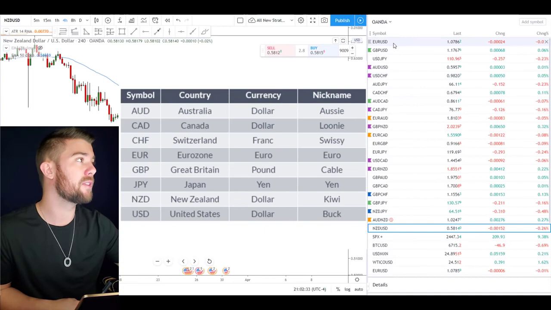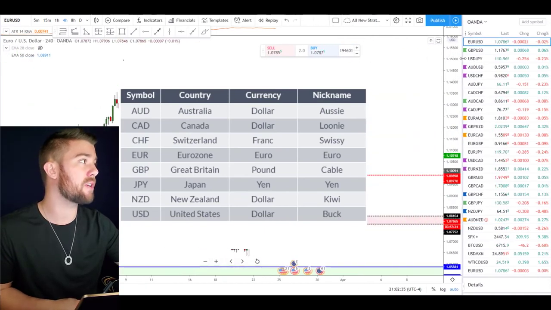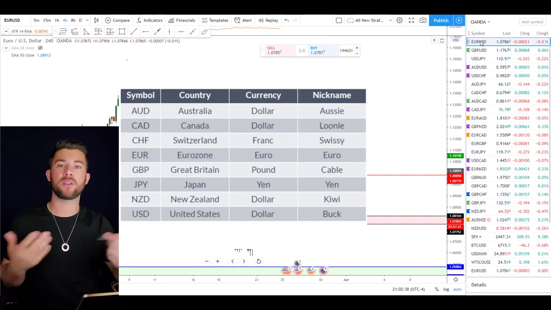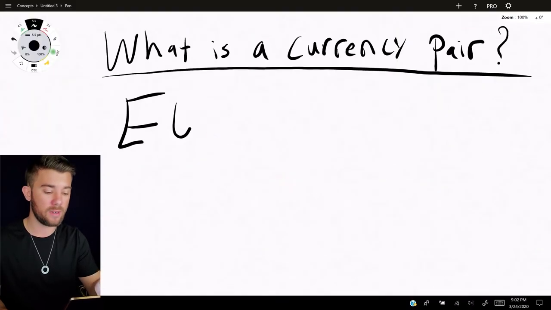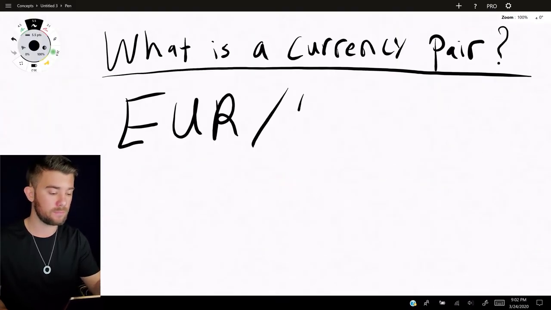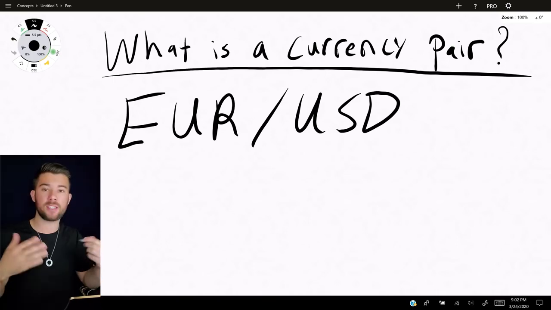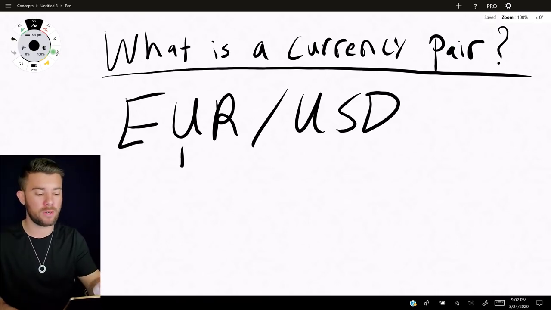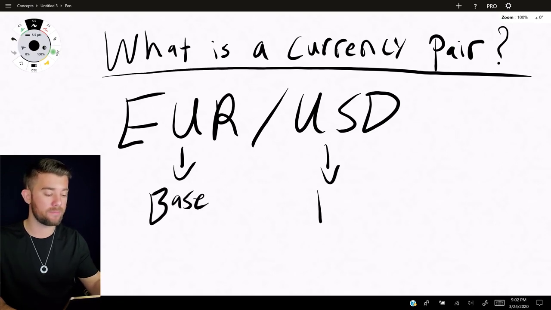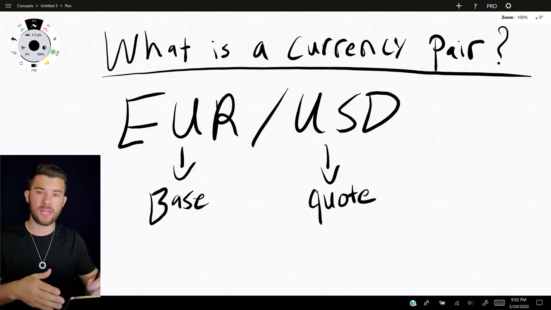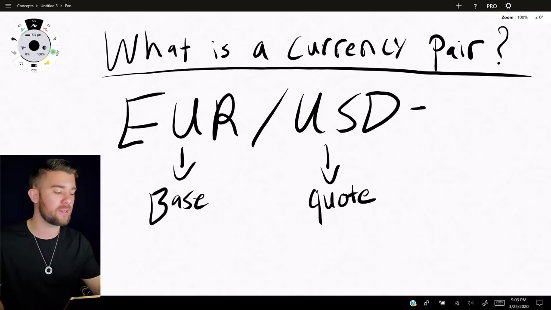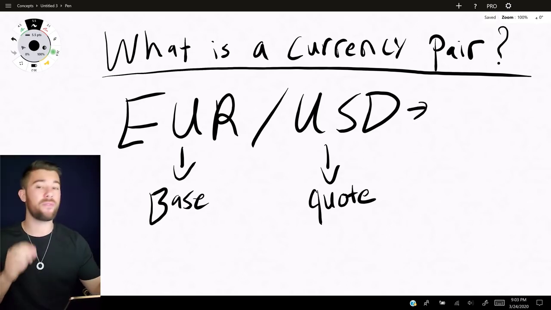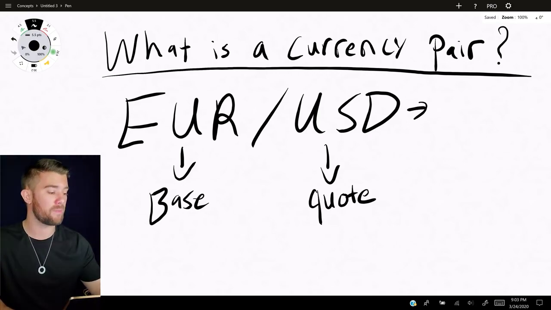So in the case of the euro dollar, let's say, this is a currency pair that we can trade. It's actually the most popular currency pair in the Forex market. And the euro dollar, if we write it out here, consists of 2 currencies, right? These 2 currencies are called the base currency and the quote currency. Now, don't let this sound too confusing. There's nothing confusing about a currency pair. The only thing you need to know is that currently the euro dollar has a value of 1.0792.